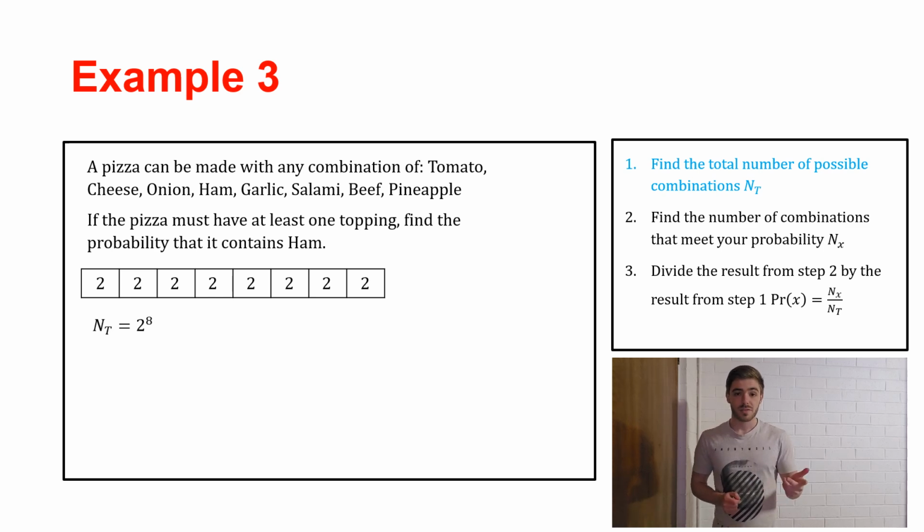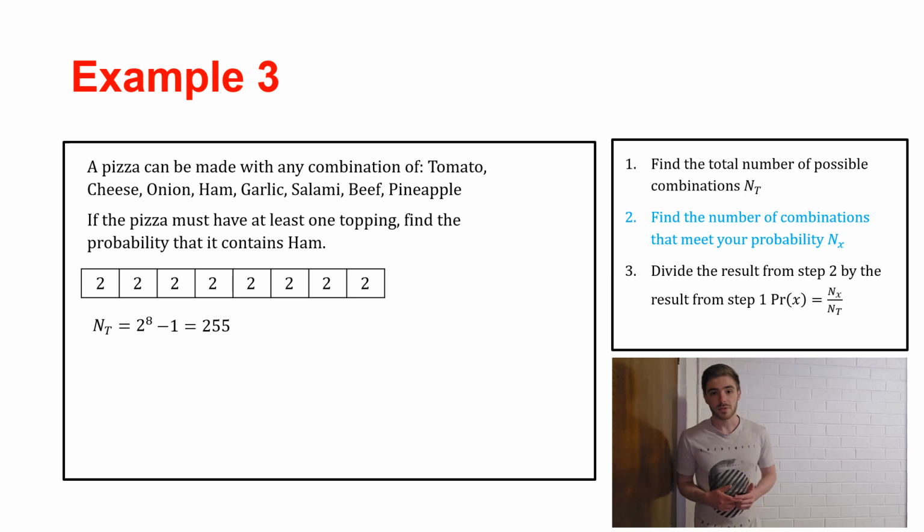There is one thing to watch out for though. The way we've currently done it implies that there is a possibility that the pizza contains no toppings. So, since we're assuming that it must contain at least one topping, we're going to subtract that one combination that contains no toppings.